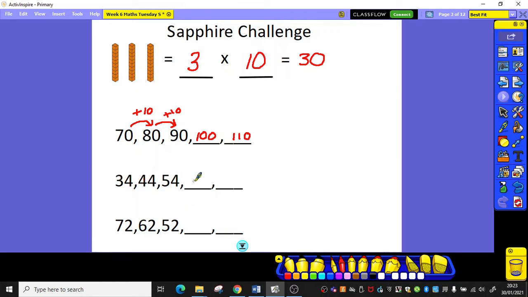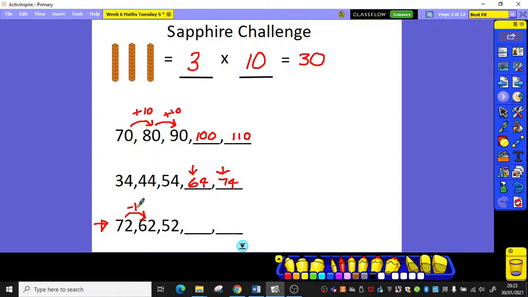34, 44, 54, 64, 74. So each time my tens column is increasing from 6 tens to 7 tens here, but my ones is always staying as 4.